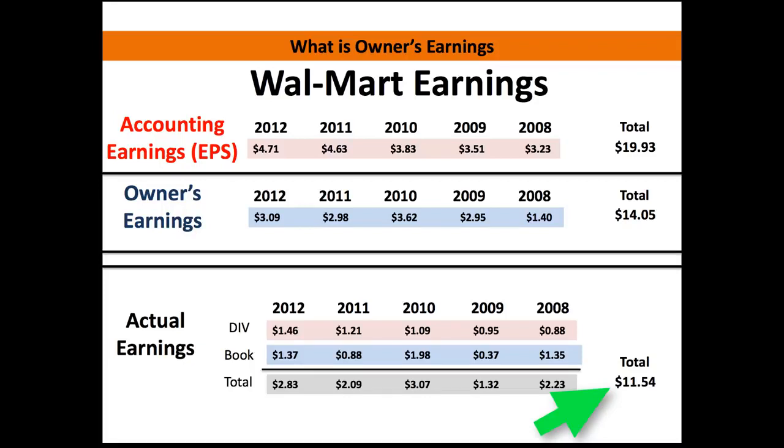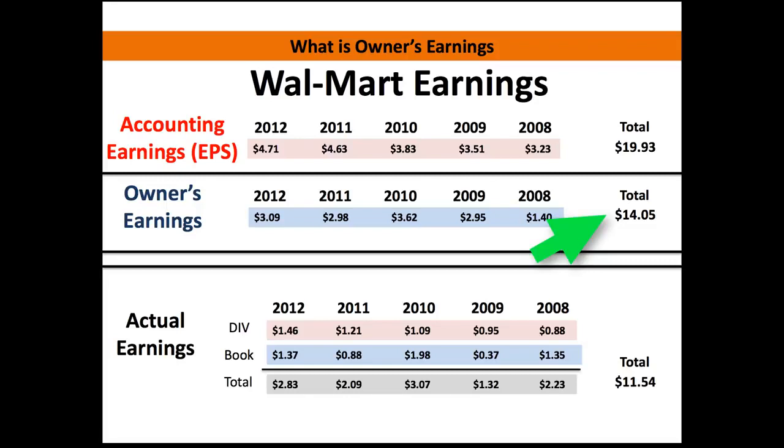What I find really interesting here is the very top number, where we had the accounting earnings. If we were going straight off that EPS, we would assume that we'd be paid $19.93 if we owned one share of Walmart throughout that time frame. Then, as we take a step down and look at the owner's earnings, which we calculated off the cash flow statement, we'd have a much lower number, only $14.05, because a lot of that money would have been paid to sustain operations.